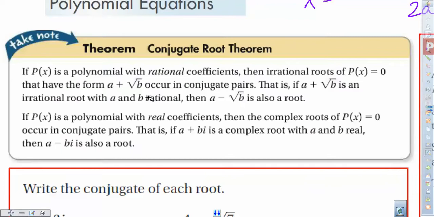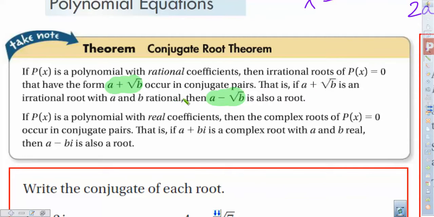So all this is saying is that if we have a polynomial with rational coefficients and we end up with some irrational solutions, when we're graphing it, solutions that don't cross at the integers, the whole numbers, but at those in between, those decimals, then what this conjugate root theorem is saying is that you cannot have a plus the square root of b as an answer without its buddy, a minus the square root of b. So if a plus the square root of b is a root, then a minus the square root of b is a root.